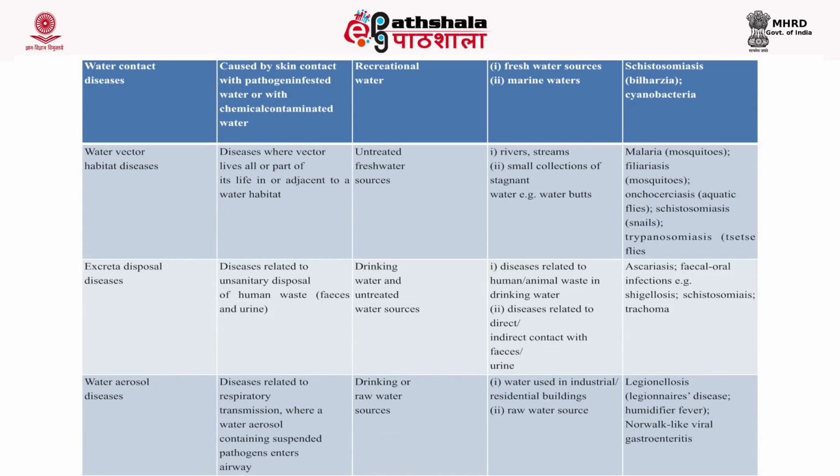Next is water vector habitat disease. These are diseases where the water vector lives in, or spends part of its life in or adjacent to, the water habitat, due to an untreated freshwater source. The source can be a river, stream, or small collection of stagnant water, that is, water butts. The diseases that occur are malaria and filariasis due to mosquitoes, schistosomiasis, trypanosomiasis, and tsetse fly.